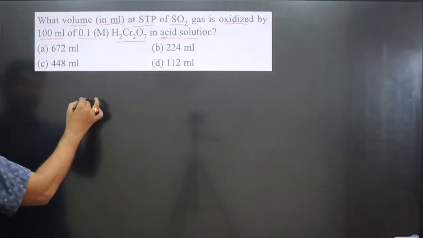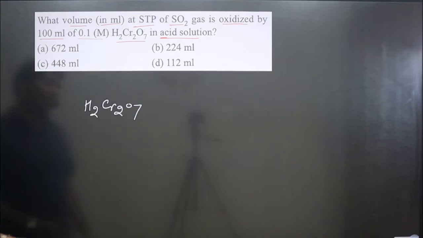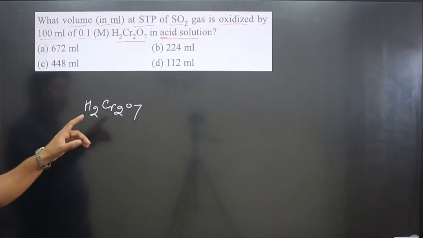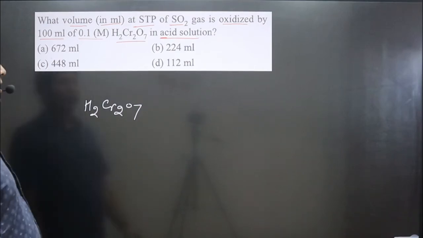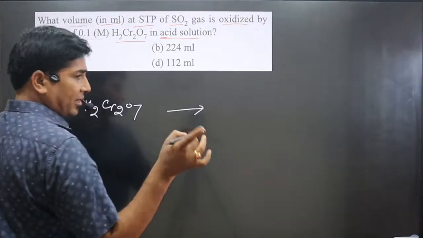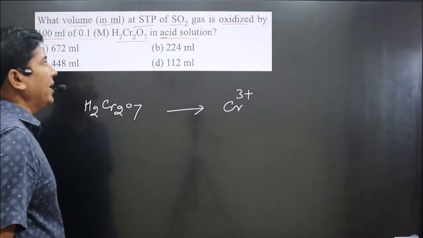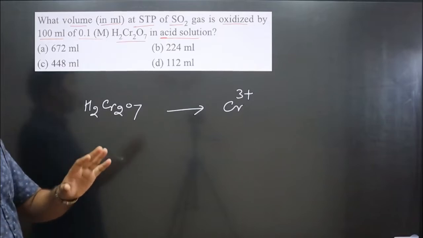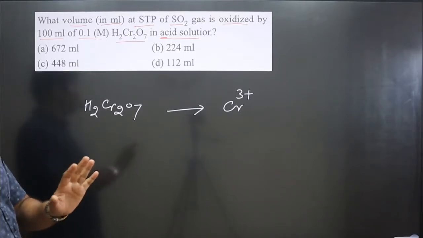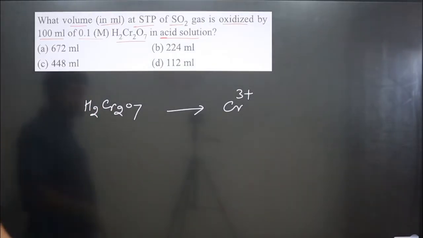We have H2Cr2O7, which is a strong oxidizing agent. Why? Because Cr is present in its highest oxidation number. Since the reaction is taking place in acidic medium, it will always convert into Cr3+. Remember. And sulfur dioxide is reacting with a strong oxidizing agent, so definitely it will undergo an oxidation reaction, and there will be an increase in its oxidation number.